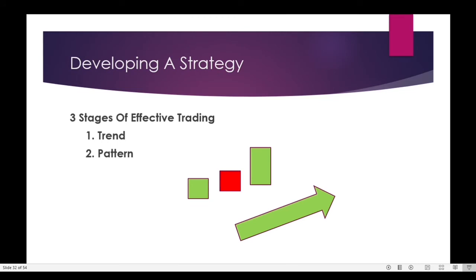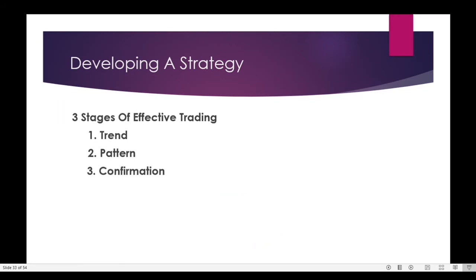Number 2, we want to identify a pattern. Once a trend is taking place, next we search for specific patterns to help position ourselves for an entry. Then third, we want confirmation. All right. So once we identify that a trend is taking place, next we search for a pattern. We look for a pattern, then we look for a candlestick that offers us confirmation. Then we take the confirmation and then we jump in and hopefully profitize off of our move.